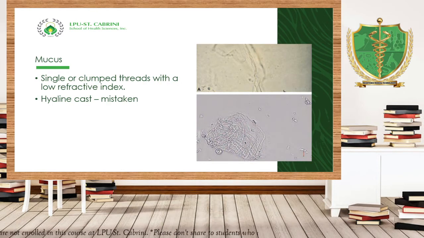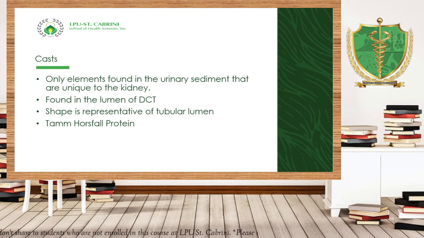Okay, mucus threads, this is not considered as pathologically significant, but however, since this is a urine sediment, you have to take note of how the mucus looks like. Okay, so this is a single or clump of threads with a low refractive index. That's why you have to lower down the intensity of light if you are testing for urine sediments, no? And take note that mucus threads are sometimes mistaken as a hyaline cast. Okay, now cast. Okay, what is cast?